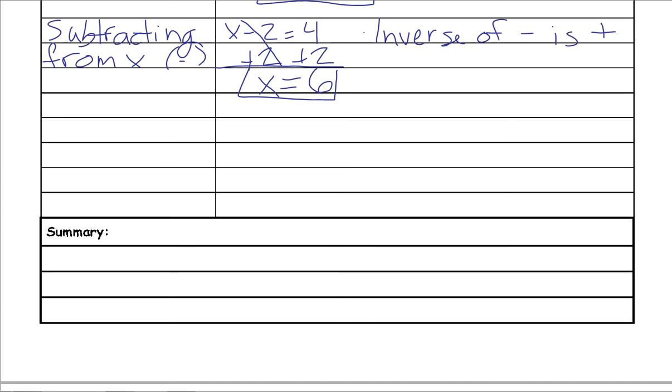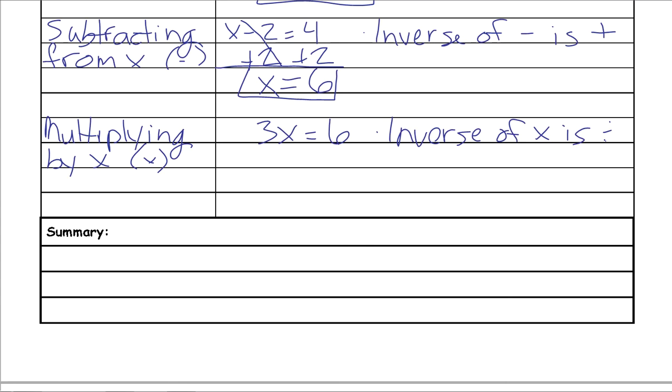Next we're going to look at what happens if we have something multiplied by the x. So what if we had the problem 3x equals 6? The inverse of multiplying is dividing. So since it's 3 times x, we're going to do the opposite, which is divide by 3. 3 divided by 3 is just 1, which means the 3's cancel. And 1x is just x. 6 divided by 3 is 2. So the answer to our problem is x equals 2.